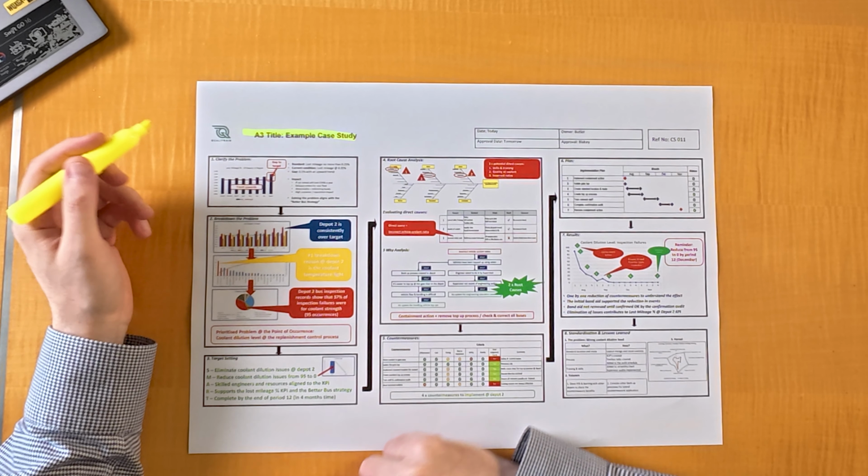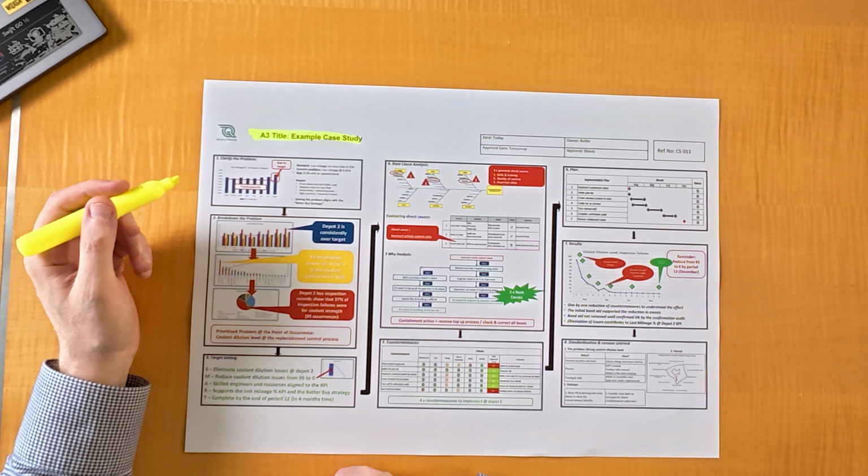So here we've got the example case study. You want to start with your title, your practical problem solving title. What is the thing you're trying to fix? What is the thing you're trying to improve or make better? So the first thing we want to do, PPS is an 8-step process.